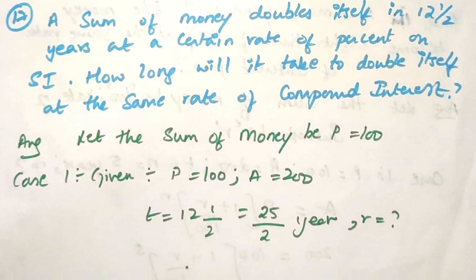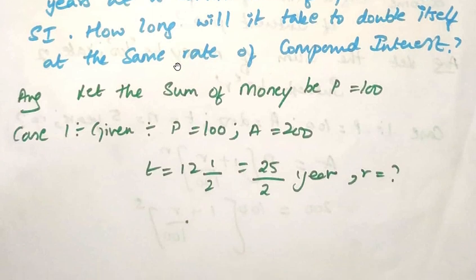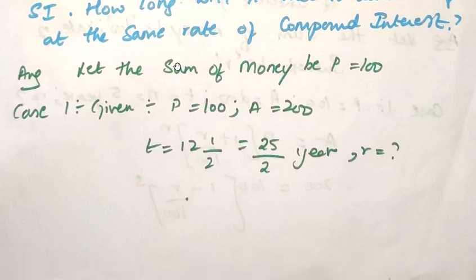Your next question. A sum of money doubles itself in 12 and a half years at a certain rate percent on simple interest. How long will it take to double itself at the same rate of compound interest? So you're supposed to find out how long it will take to double itself in compound interest.